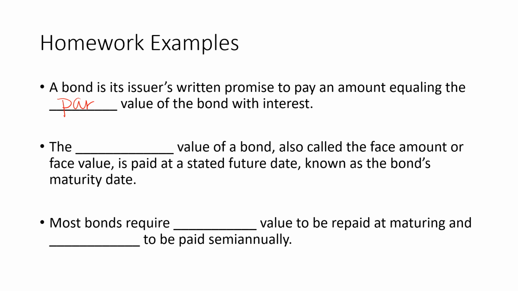The next one, the par value of a bond, also known as the face amount or face value, is paid at a stated future date known as the maturity date. Most bonds require par or face value to be repaid at maturity and interest to be paid semi-annually. So all of those three examples kind of go together.